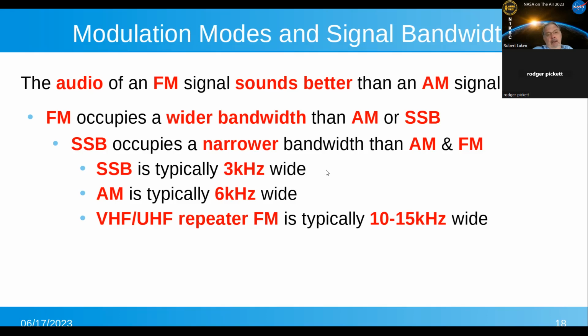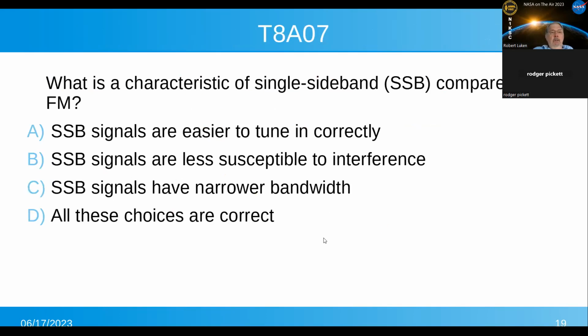So single sideband for the purposes of the exam is 3 kilohertz wide. AM is 6 kilohertz, and standard FM is 10 to 15. There's also a narrow FM, which is, I think, 6. That's not on the exam. What is the characteristic of single sideband compared to FM?